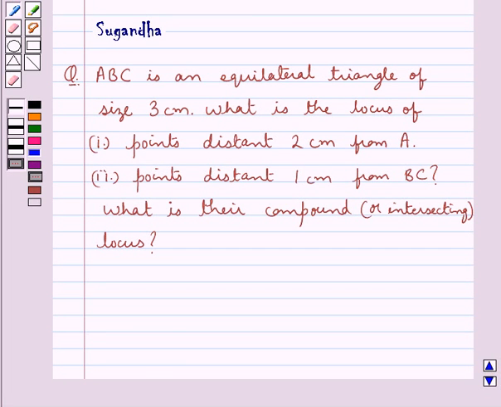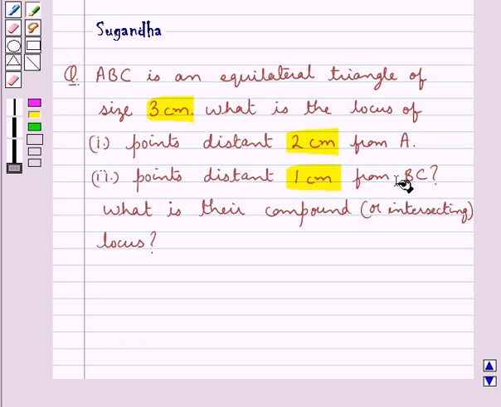Welcome to the session. In this session, we discuss the following question that says ABC is an equilateral triangle of size 3 cm. What is the locus first of points distant 2 cm from A? What is the locus of points distant 1 cm from BC? What is their compound or intersecting locus?